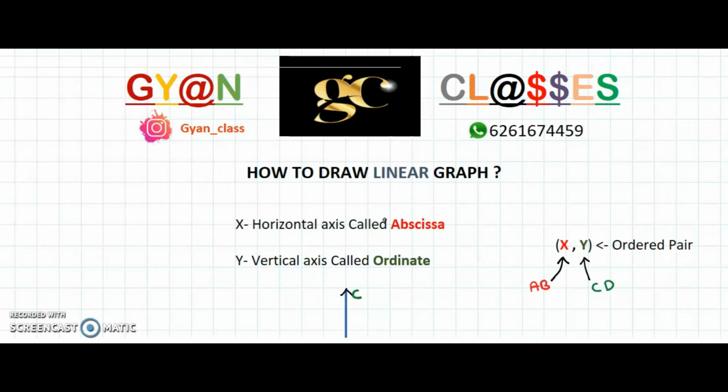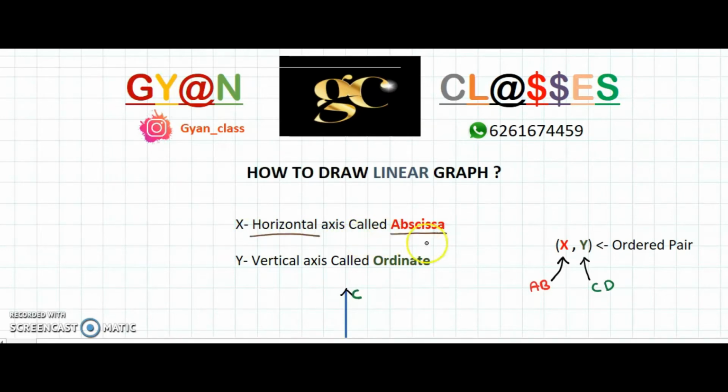Today in this video, we are going to learn how to draw a graph using the horizontal and vertical axes. First of all, let us understand a few things before starting to draw a graph on graph paper. The x and the y axes are always mentioned on the graph. The x axis is called the horizontal axis and it is also known as abscissa.